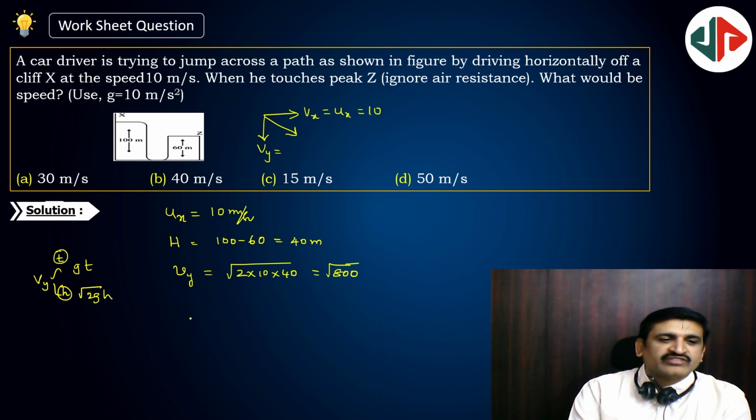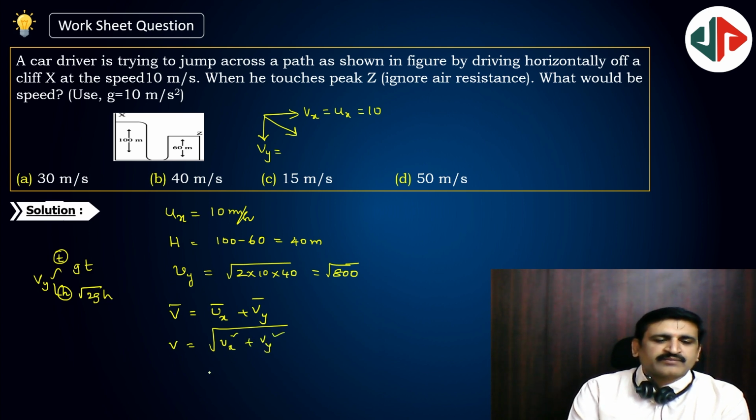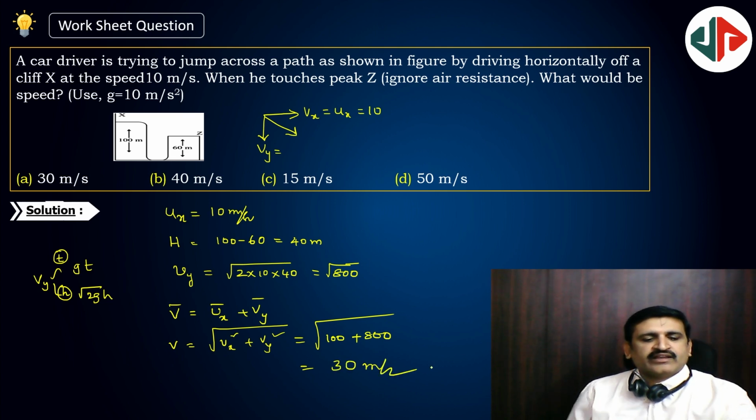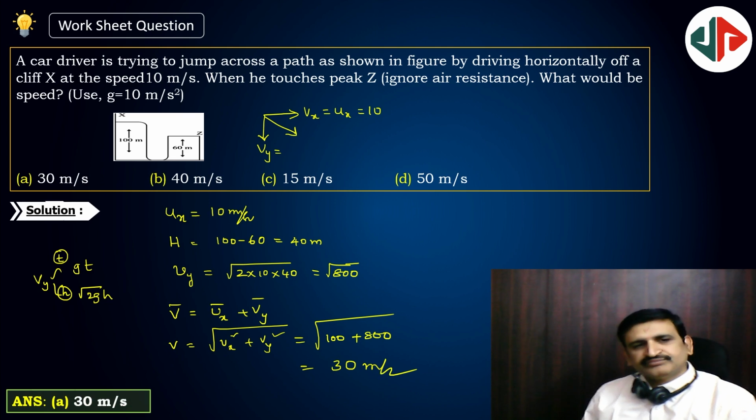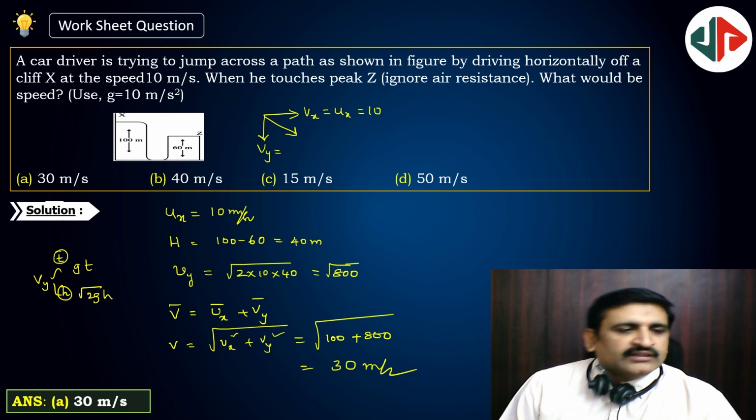So resultant velocity is equal to Vx bar plus Vy bar is the V. So V magnitude is equal to root over Vx square plus Vy square. So that is equal to square root of Vx square is 100, Vy square is 800. So 900, 900 root is 30. Yeah, 30 meters per second. Option A. Next.